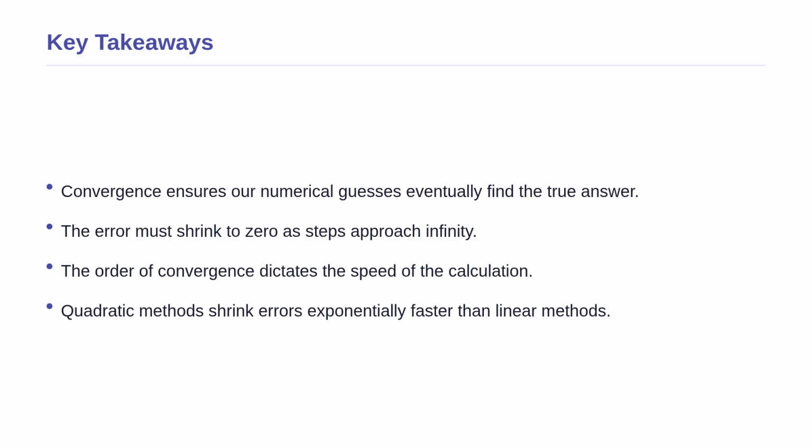Second, we learned that speed is just as important as accuracy. The order of convergence measures exactly how quickly that error vanishes. Finally, we saw that choosing a method with a higher order, like quadratic over linear, results in an explosive increase in speed, saving critical computing time.